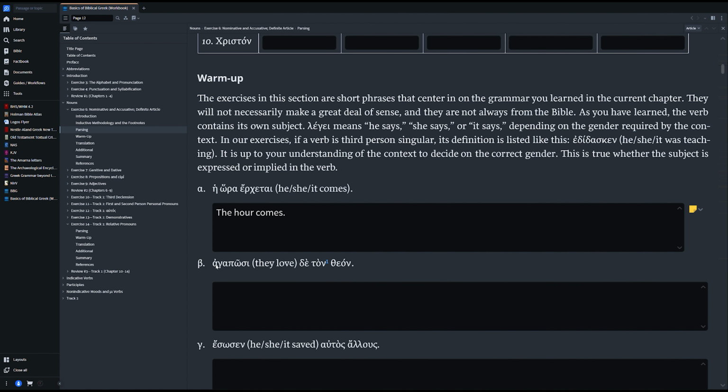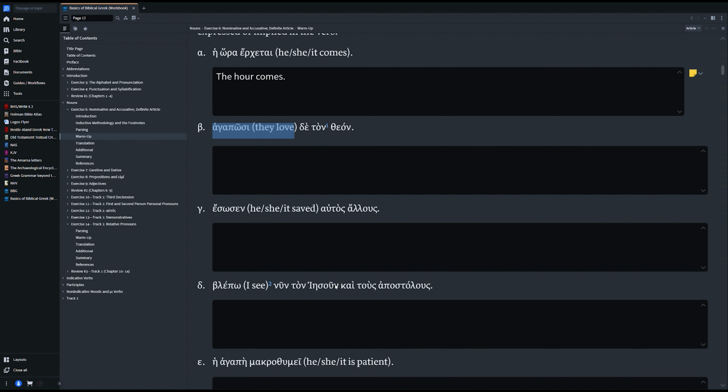All right, let's do Beta. Beta says "agaposi," which you have not had yet. So we put it in parentheses: they love. "Agaposi de ton theon." We're not going to worry about agaposi because it tells you they love. We don't know what the subject is yet. And we have de. If you remember from your vocab, de is a postpositive. That's always translated first. So it usually means but. It could mean and, but we're going to put but first.